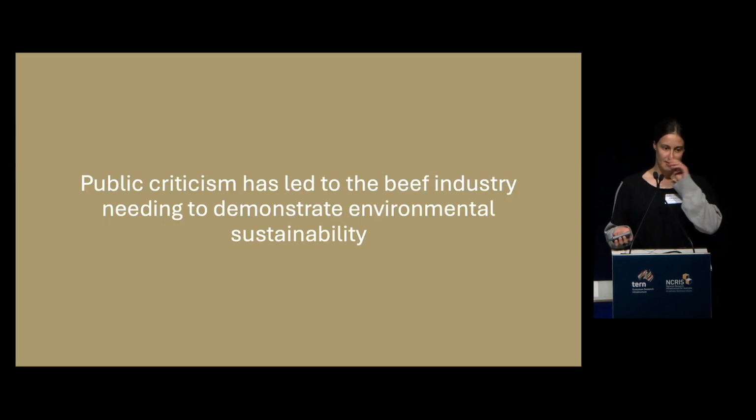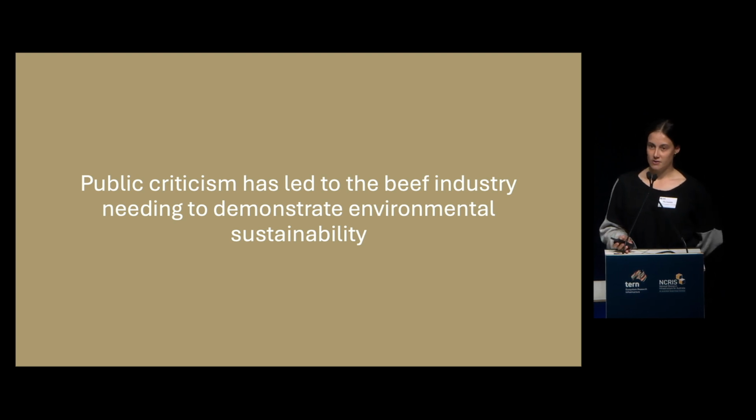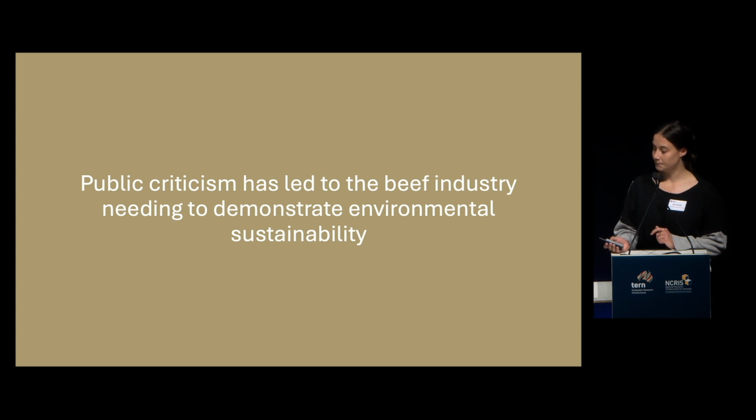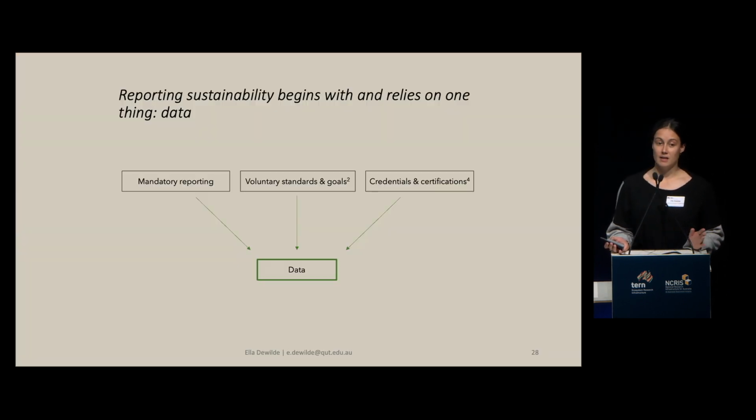So public criticism, as we're all aware, has led to the beef industry needing to demonstrate efforts to be more environmentally sustainable and to reduce the environmental impact of beef production. There is absolutely no shortage of mechanisms through which supply chain companies and beef customers can report on their environmental performance. So mandatory reporting, for example, the federal government has just implemented climate reporting for companies. It's being introduced over the coming years, starting with large companies and then working their way down to small and medium enterprises as well over time.